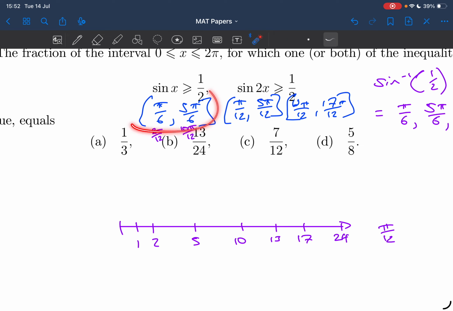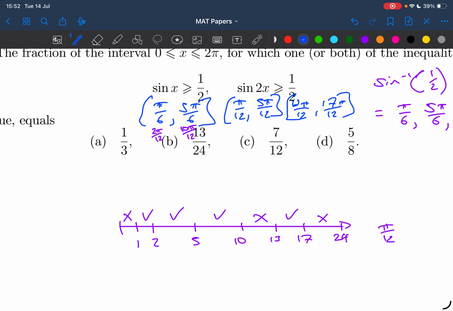So any between 2 pi on 12 and 10 pi on 12 is going to be correct. So 2 and 10. Between 1 and 5, so that one as well. And between 13 and 17. And then we don't have the other bits. So that's all good. How many bits do we have then?